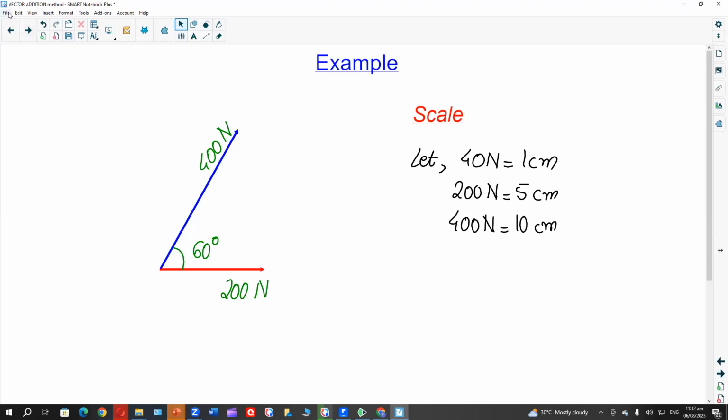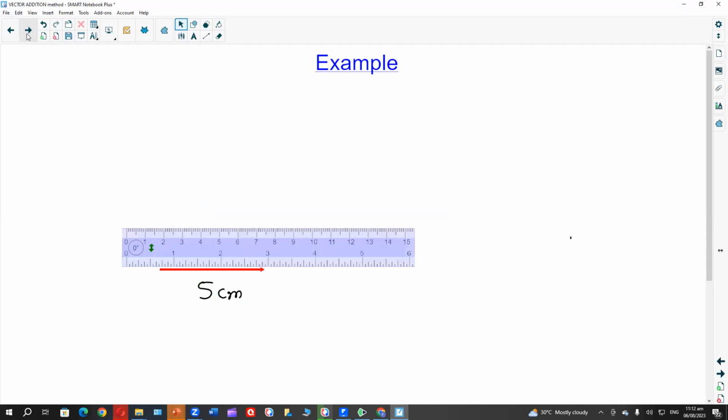Okay. Now we can take a ruler and a pencil. What you do, you first draw a line 5 centimeter long and give some space. So better go a bit down and then start the work. Okay, sir.